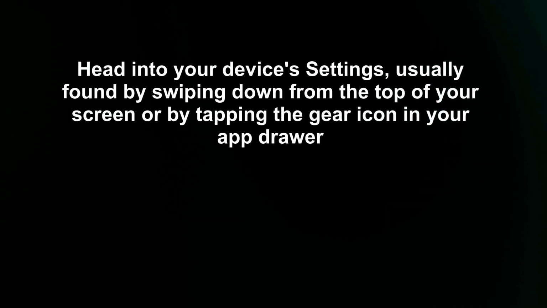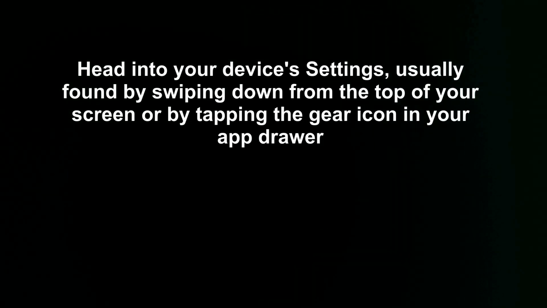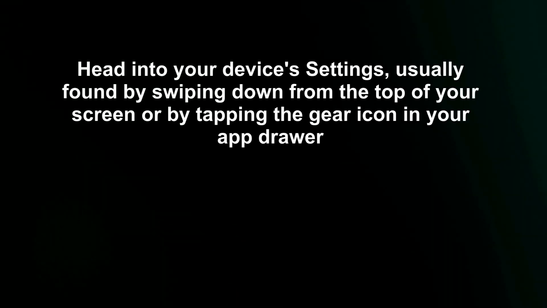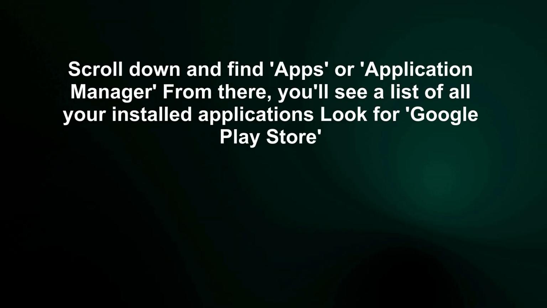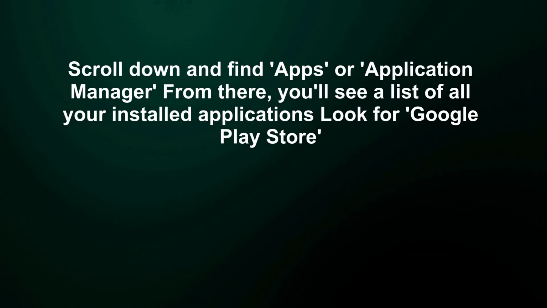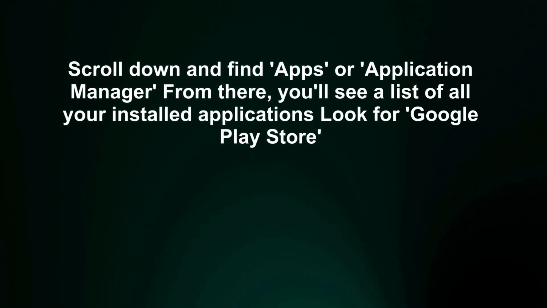Head into your device's settings, usually found by swiping down from the top of your screen or by tapping the gear icon in your app drawer. Scroll down and find Apps or Application Manager. From there, you'll see a list of all your installed applications.